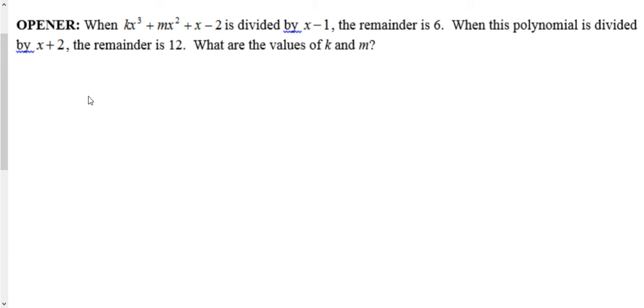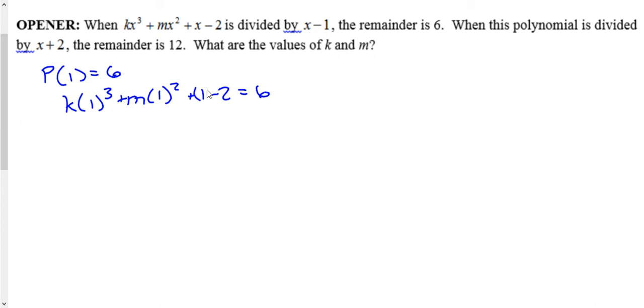So setting it up, it looks something like this. I'm going to sub in x minus 1, so that of course means the polynomial at 1 is equal to 6. So basically in this polynomial, I'm going to sub in 1 for every single x value. So I got k times 1 cubed plus m times 1 squared plus 1 minus 2, and that's going to equal 6. That one there should have been in brackets. Cleaning this up, this is now just k plus m minus 1 equals 6.